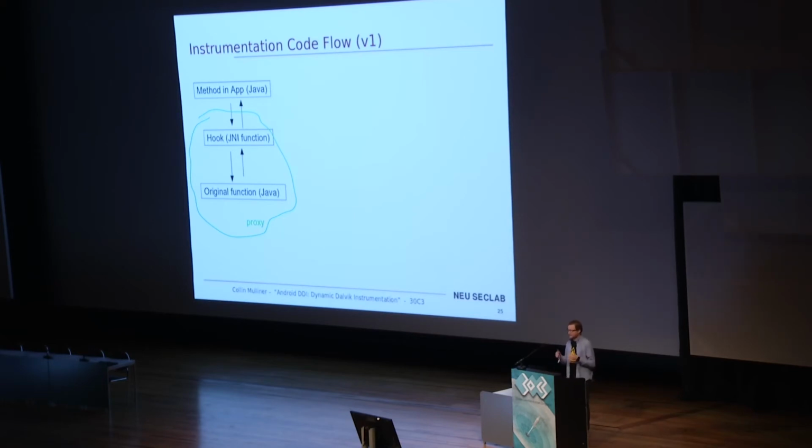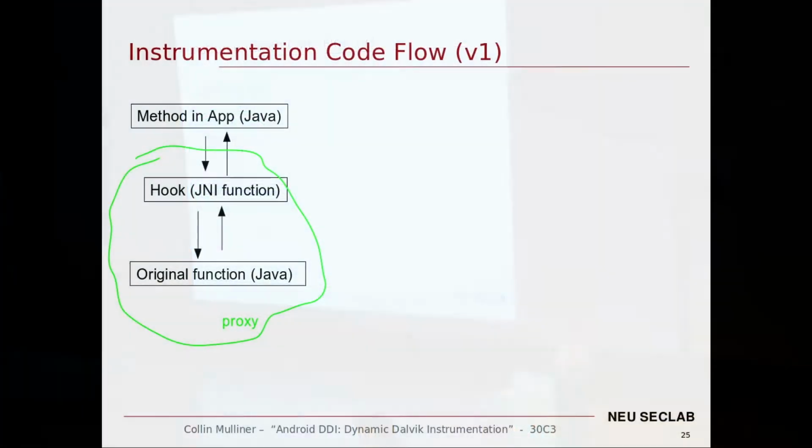Let's take a look at how the instrumentation code flow actually works. So we have some application and some method in it. If we hook it, the application will go down and your hook will be executed. Your hook might or might not then call the original function, and then at some point return execution back to the main application. So very, very simple. And if you just want to look at what an application is doing, you can build a very simple proxy, which really does this: take the parameters, maybe log them, call the original function, and return.